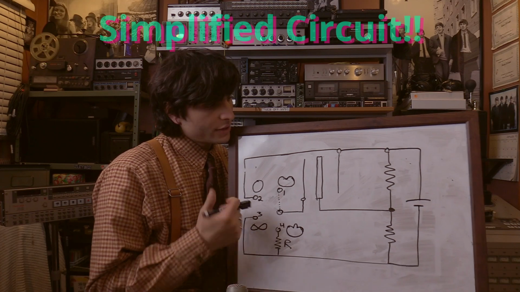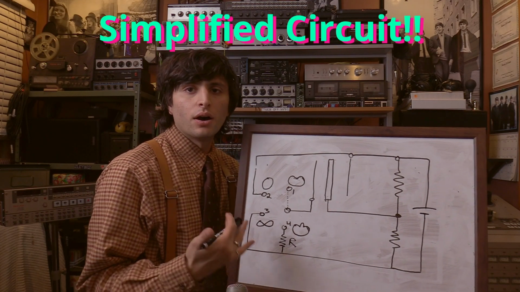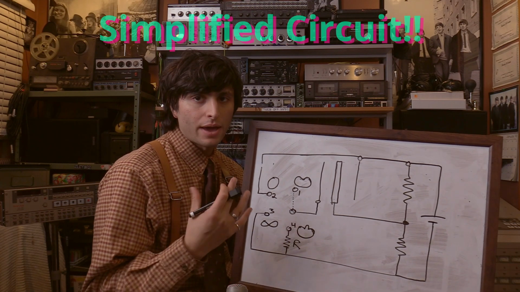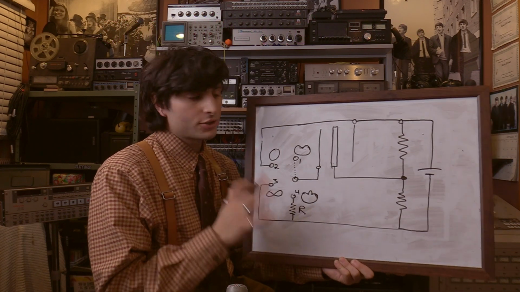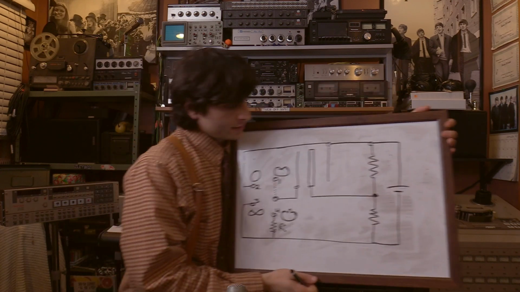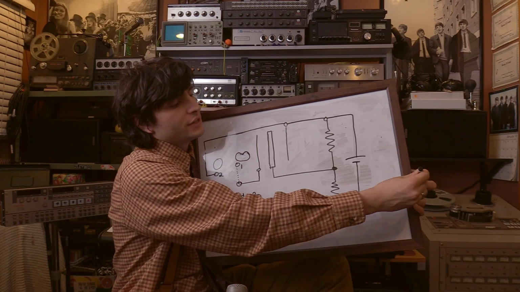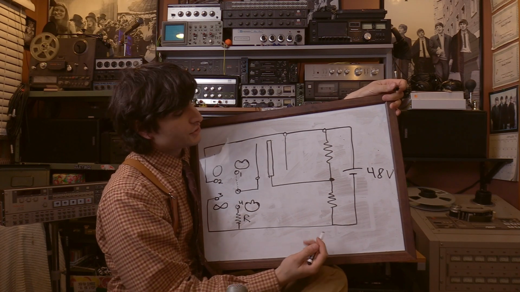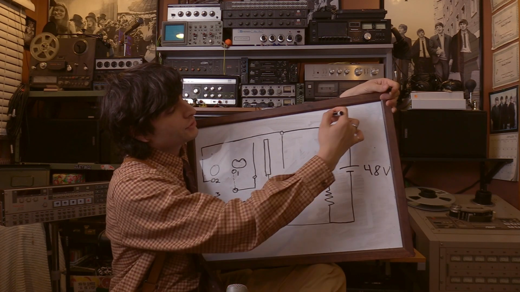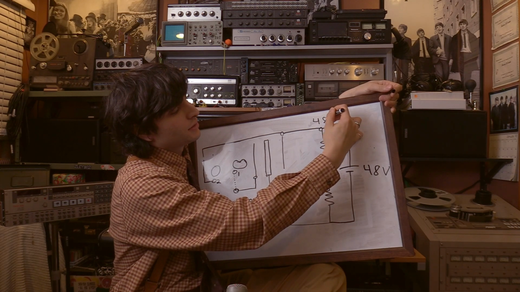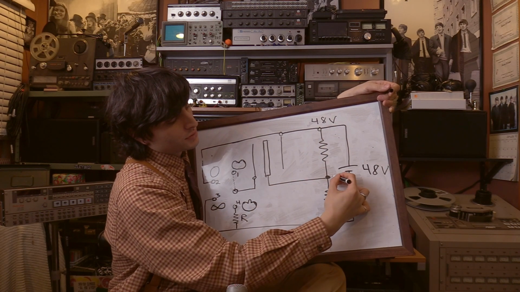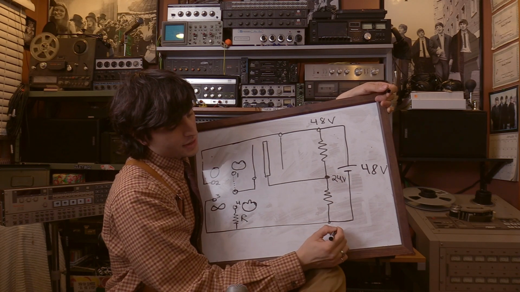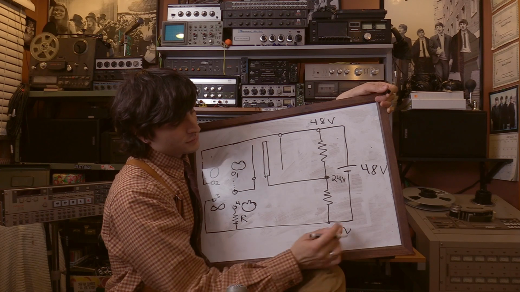Alright, so I drew out a rough basic schematic of a large diaphragm condenser microphone that has multiple pickup patterns. Bear with me while I try to explain this, okay? Here is the power source. Let's just say it's 48 volts. These resistors here are going to break up that voltage, right? So we're going to have 48 volts here, 24 volts here, and 0 volts here.